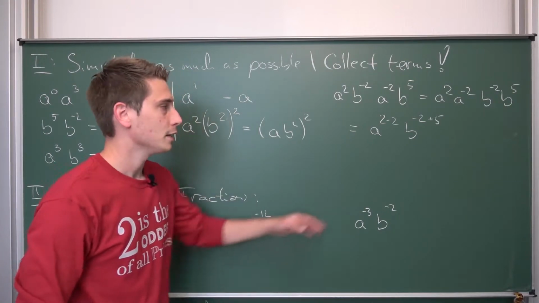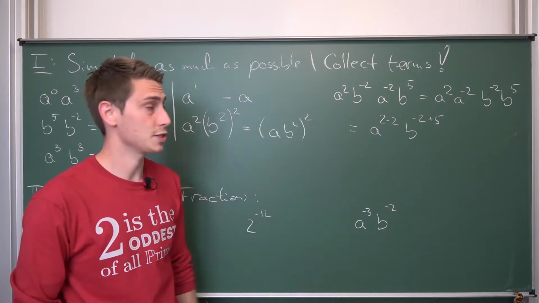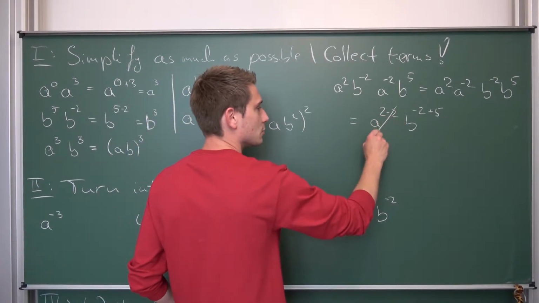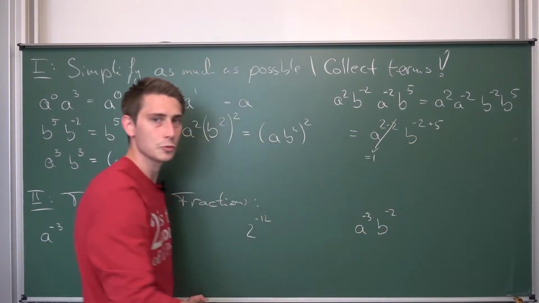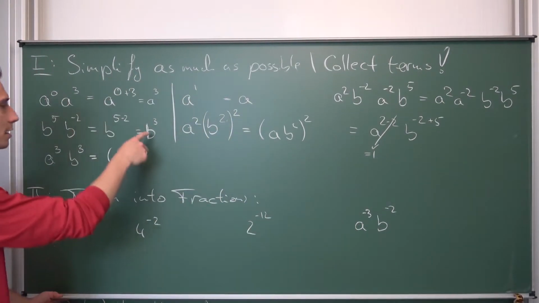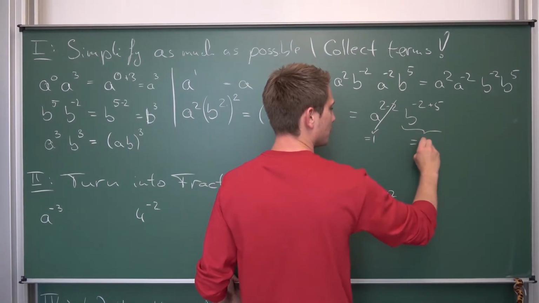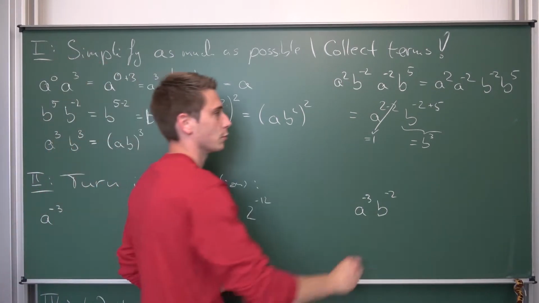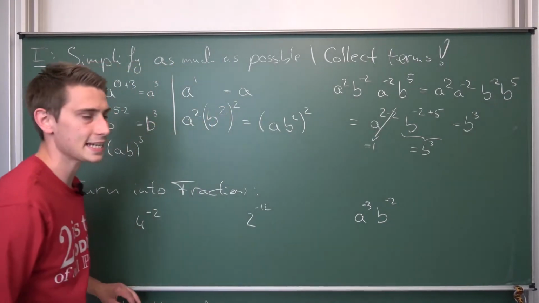Okay, good. 2 minus 2 is going to give us 0, and as long as a is not equal to 0, we have something to the 0th power is just 1. Okay, this is a to the 0th power, it's nothing but 1. And b to the negative 2 plus 5 is going to give us b to the 3rd power yet again. This is what we had here too, b to the 3rd power. So this thing right here is nothing but b to the 3rd power. And if we have 1 times b to the 3rd power, it's just b to the 3rd power. And thus, we have simplified as best as we could.